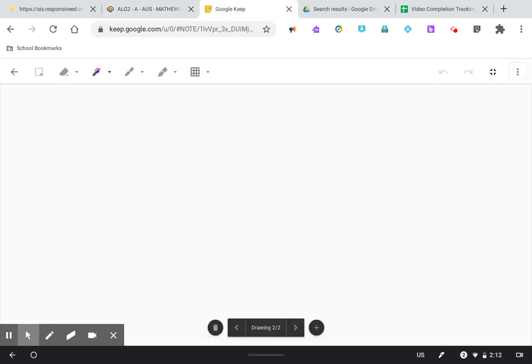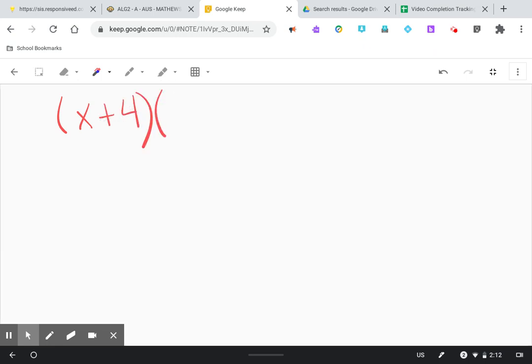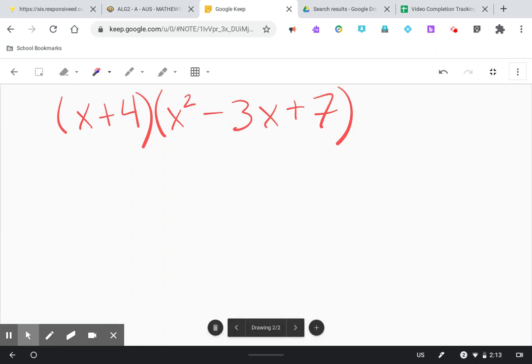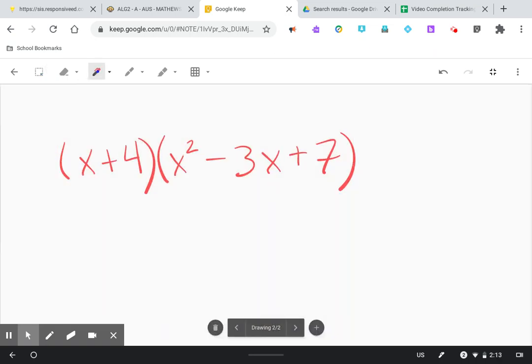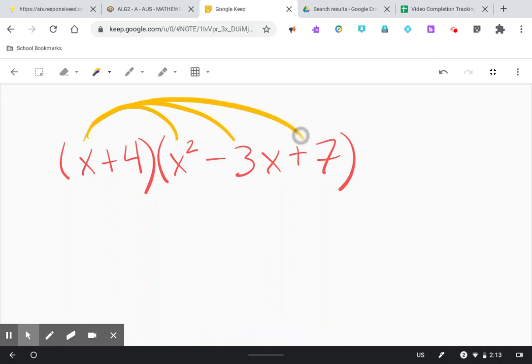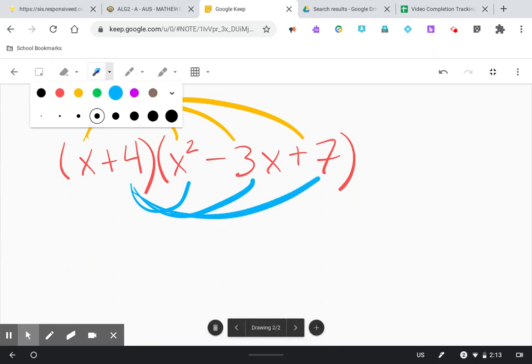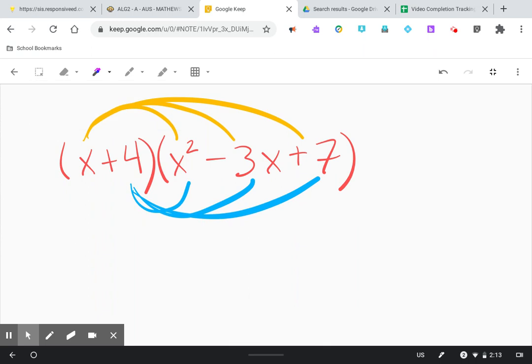So let's say we have x plus 4, and then x squared minus 3x plus 7. Okay. So this is the problem we have. Now what's really going to be happening here is you're going to be distributing, in a sense, this to all three of these terms, and then you're going to distribute the 4 to all three terms as well. So you're going to do 6 different multiplications when you do this. So we're going to go through each one of those.